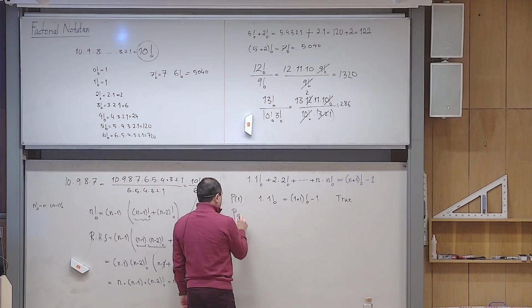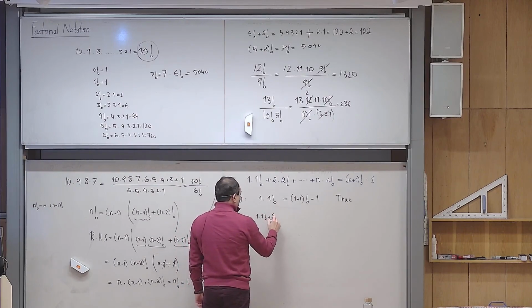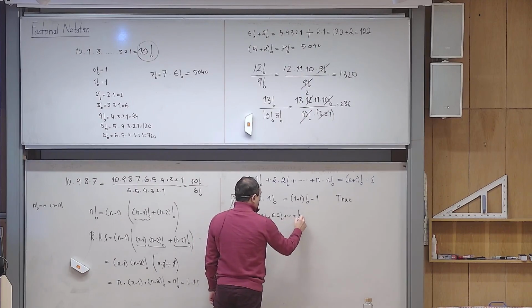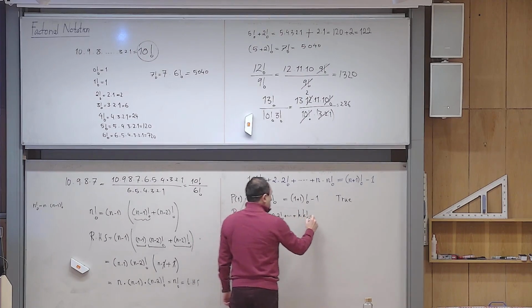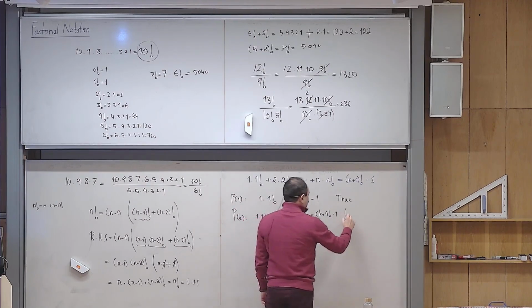Then we assume that this is true for P of k, so it is true for k. This means that I just need to copy and paste this and change into k everywhere, yes? So assume it to be true.